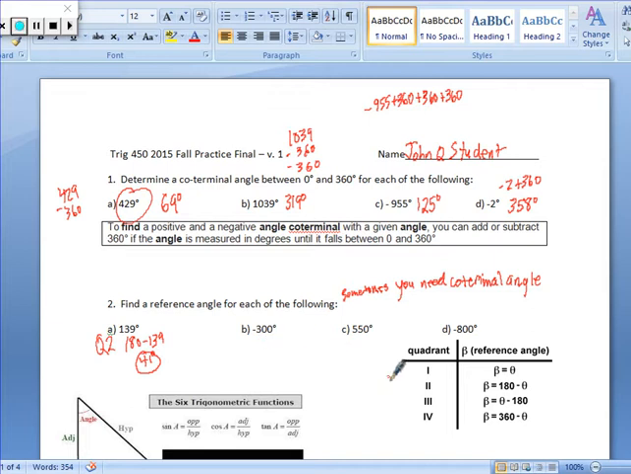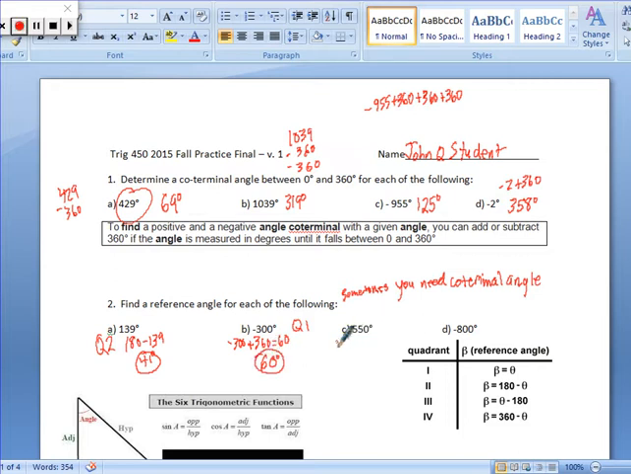Negative 300. That's not between 0 and 360. So first and foremost, I'm going to have to add 360 to both of them. So you get 60. 60 is in quadrant 1, so all it is just that angle itself. So the reference angle here is going to be 60 degrees.